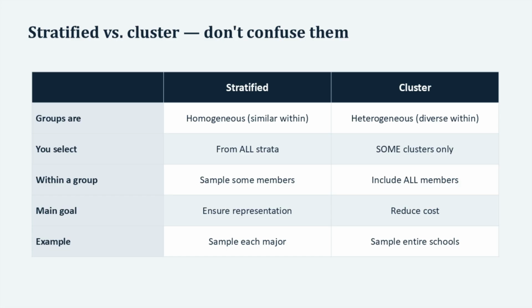So if you remember just one thing, remember this. Stratified sampling means sampling within every group. Cluster sampling means choosing whole groups and then taking everyone inside those groups. That one sentence can save you a lot of confusion on the exam.